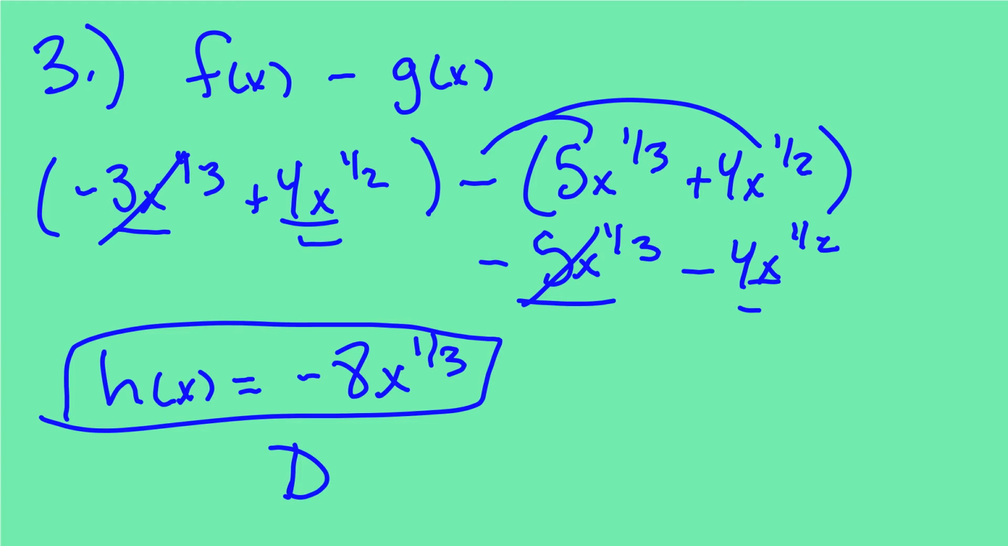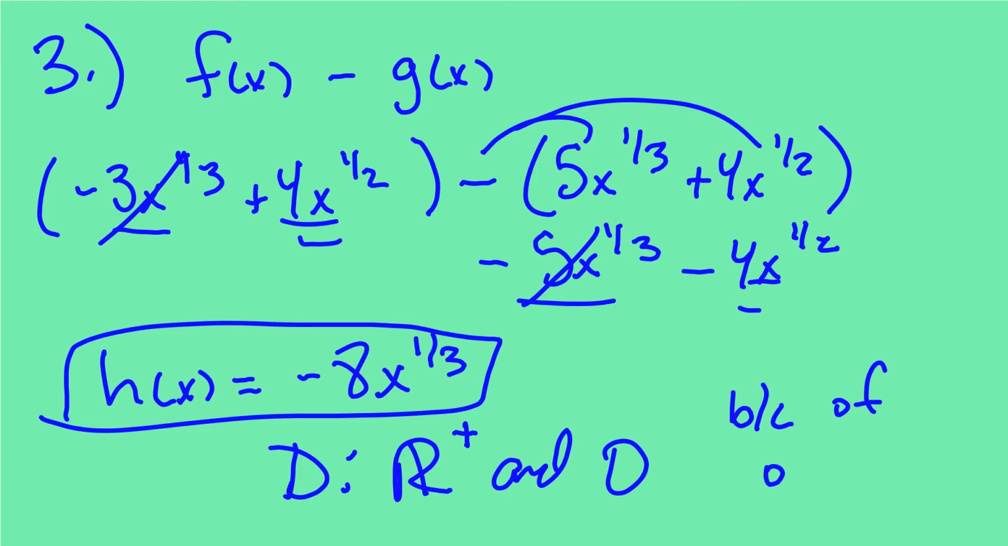Now I made a new function, so I need the domain. It looks like all the reals. Although it's not breaking any rules, not our fraction rule and not our radical exponent rule, I still put R plus and 0 because of the original domains.